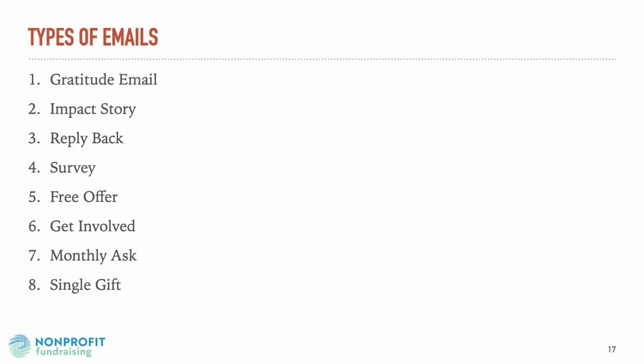There are many different types of emails you could send. I'm going to walk through 8 here. A gratitude email just saying thanks for joining the list or thanks for giving a donation. An impact story is used to build trust. It tells a story of one person whose life was changed by that organization.